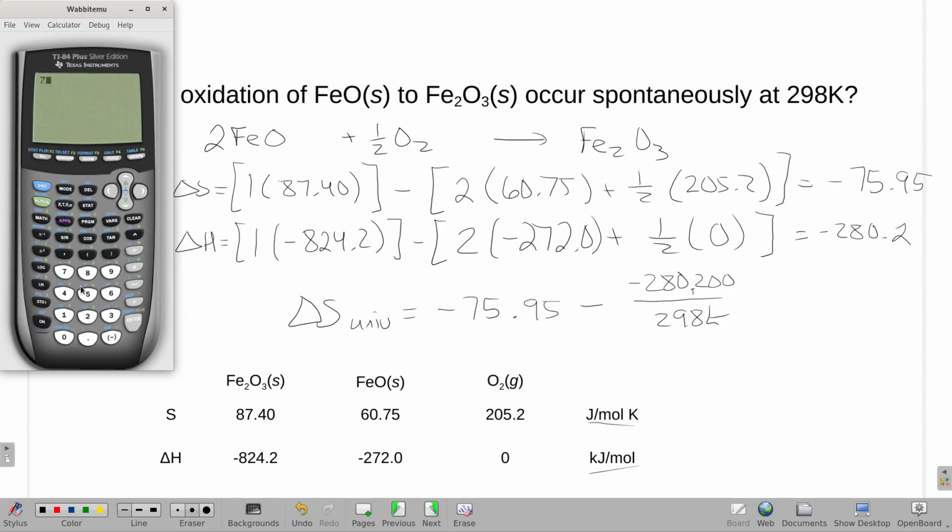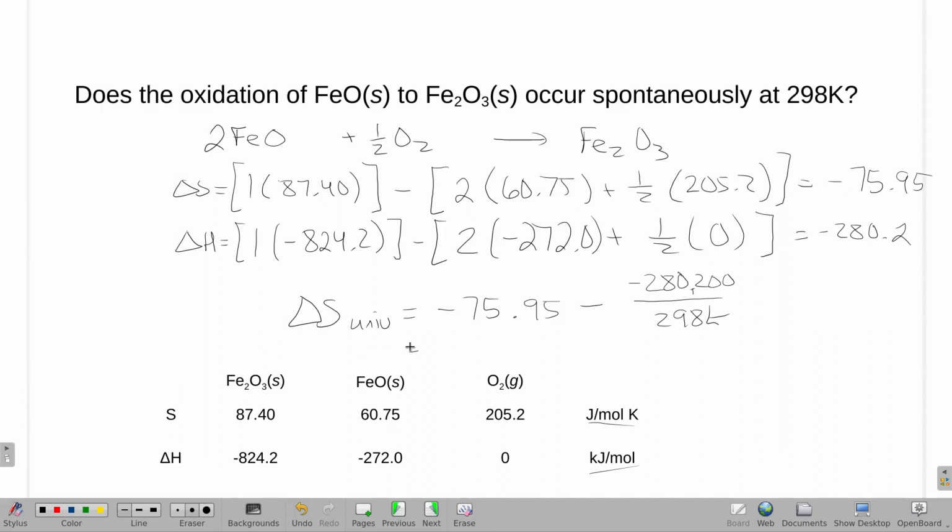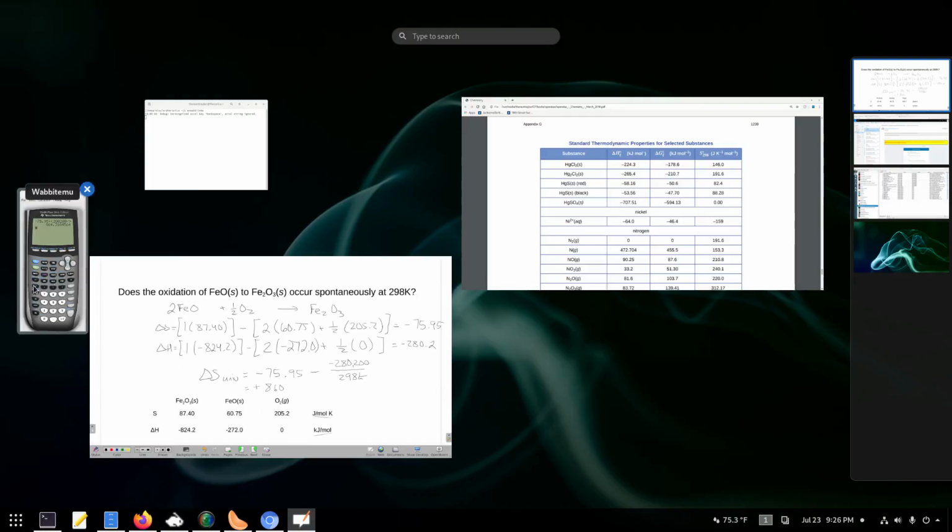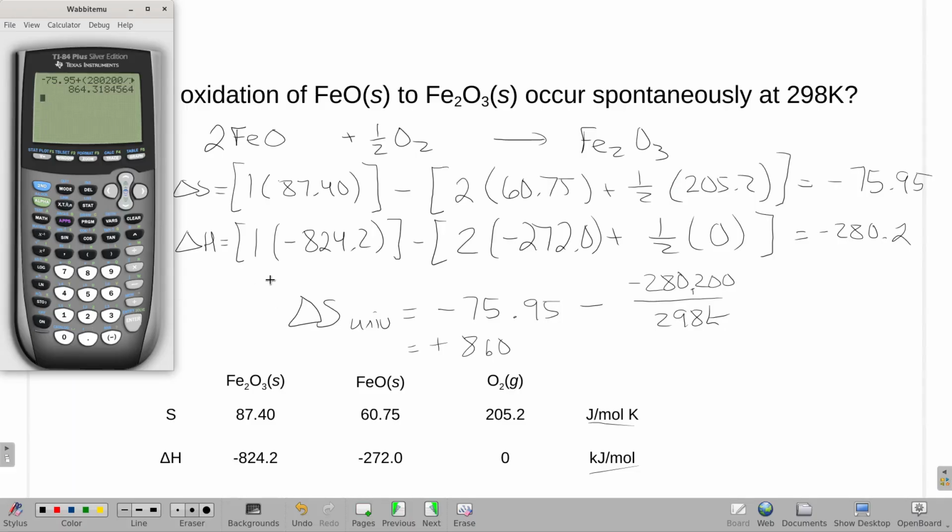All right. So let's see. I have 75. Let me make that negative. Negative 75.95. And I'm just going to combine these. So positive 280,200 divided by 298. And I get a positive value. It's very small, but it is positive. And that was just 860 or so. What was it? 864. But the value itself doesn't necessarily matter if I just want to know if it was spontaneous.